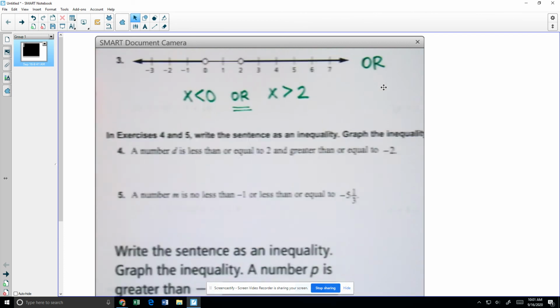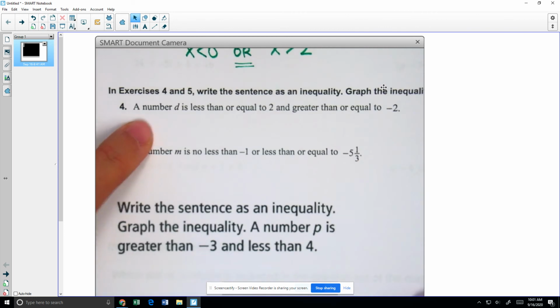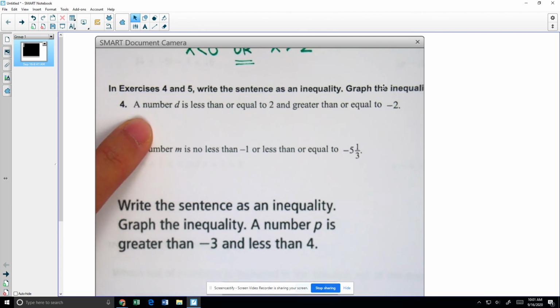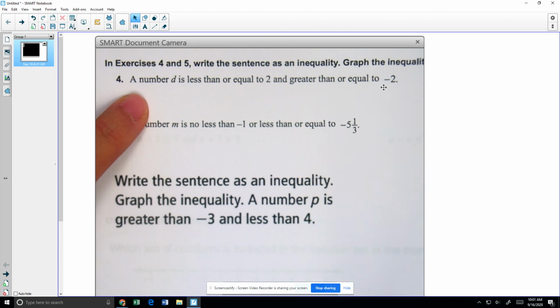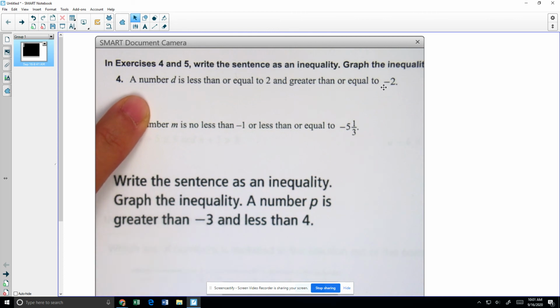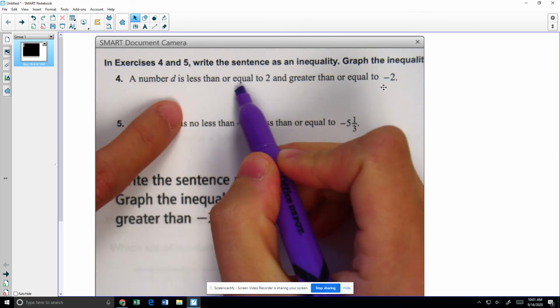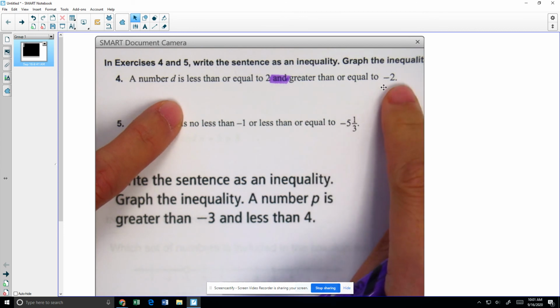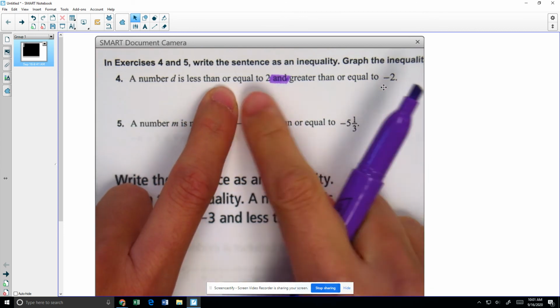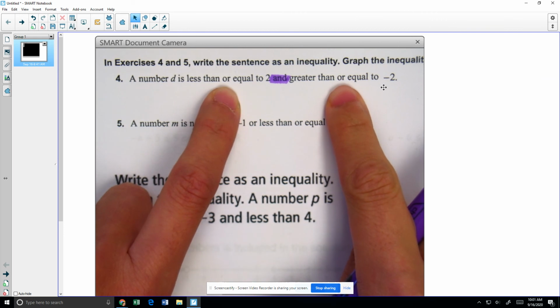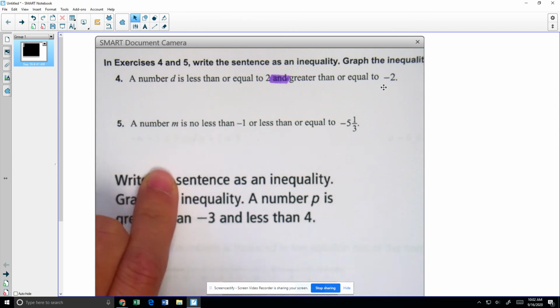Okay, now let's practice writing it when you have a word problem. A number D is less than or equal to 2 and greater than or equal to -2. The first thing you need to do is figure out, is this an and or an or problem? And. Because it says a number D is less than or equal to 2 and greater than or equal to -2. I think some of you think it's an or problem because you read or here, but read carefully, because do you see how these ors are or equal to? The ors here mean that you just have the line underneath your inequality.